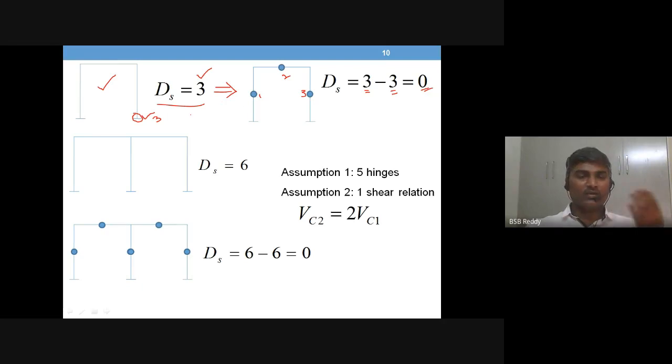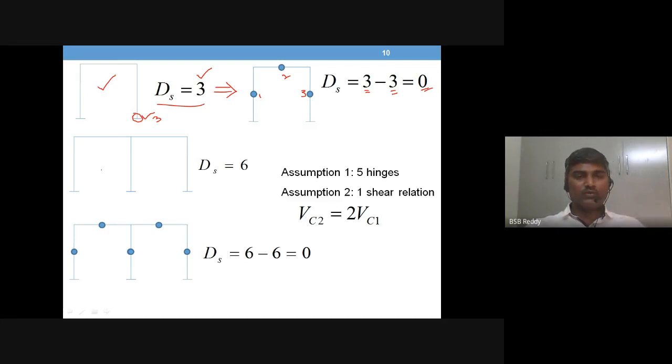Then why are we not going for the second assumption for this? Because there is no interior column, both are exterior columns. So the second assumption is not required here. So with just the first assumption itself, that is being made determinate. So the single storied building frame is becoming determinate by imposing the first assumption itself. No need of the second assumption. Right, going for the next case.